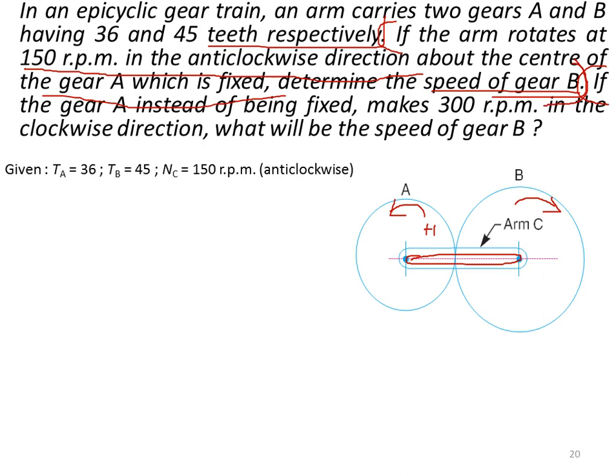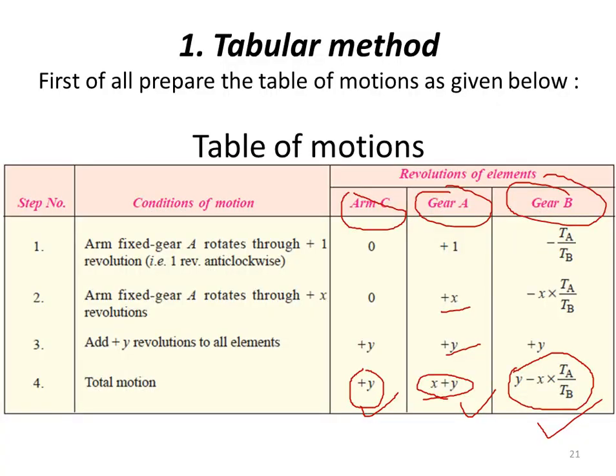So here what is the initial condition that you need to understand? If arm rotates at 150 rpm, what is this? This is the speed of the arm. What is the arm here we have taken? It is nothing but C. So here he has given the value of y. Now you will think, what are this x and y? These x and y are unknown things. Once you get the values of x and y, if you substitute in this value, automatically you will get the speed of the corresponding gears with this total motion.